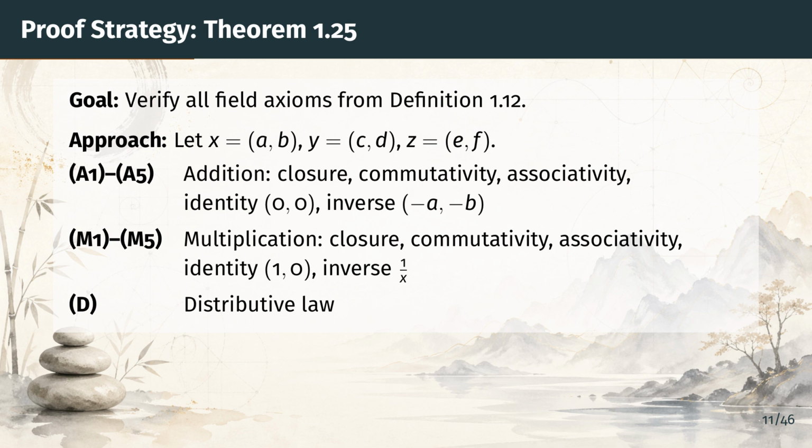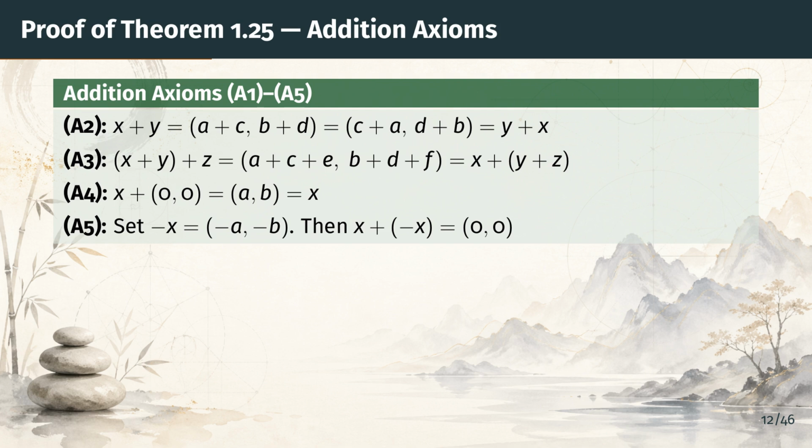Let us walk through the key steps, starting with addition. The addition axioms follow directly from the corresponding properties of real number addition. Commutativity holds because real addition is commutative. Associativity works because we can regroup the real additions in each component freely.